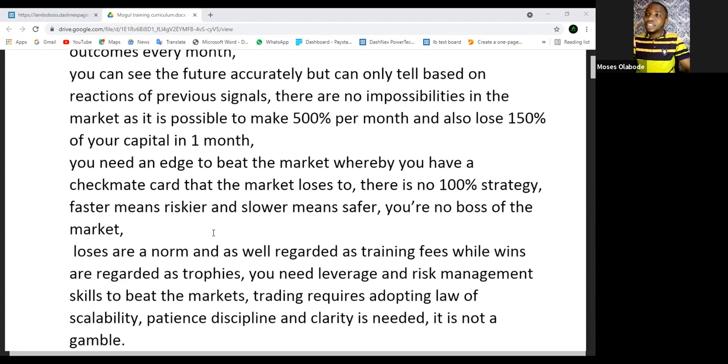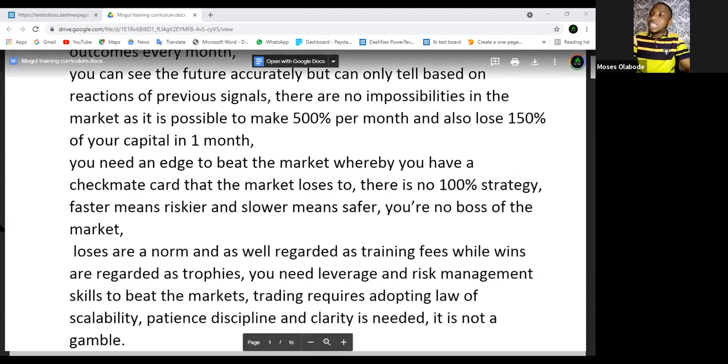So you need an edge to beat the market, whereby you have a checkmate card that the market loses to. I'm going to teach all of that, the winning edge, because you need an edge in different ways: a risk management edge, money management edge, trade management edge, position size edge. You need those edges to actually win in the market.